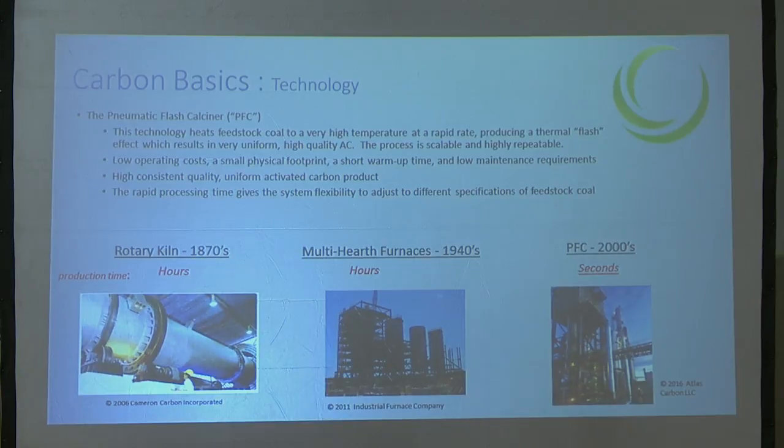So carbon basics, the technology for producing activated carbon. Carbon's been around for a long time. The initial production was with rotary kiln. This is just a big barrel that rotates. It's got a blowtorch on one end, feedstock comes in the other. The heat drives the vapors off the feedstock, whether that's coal, coconut, what have you, and leaves carbon. So heat comes this way, feedstock comes this way, carbon drops out the end, vapors go out the top.